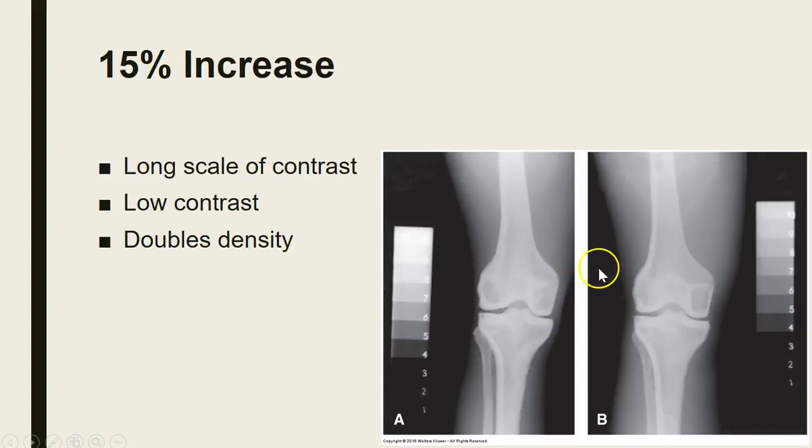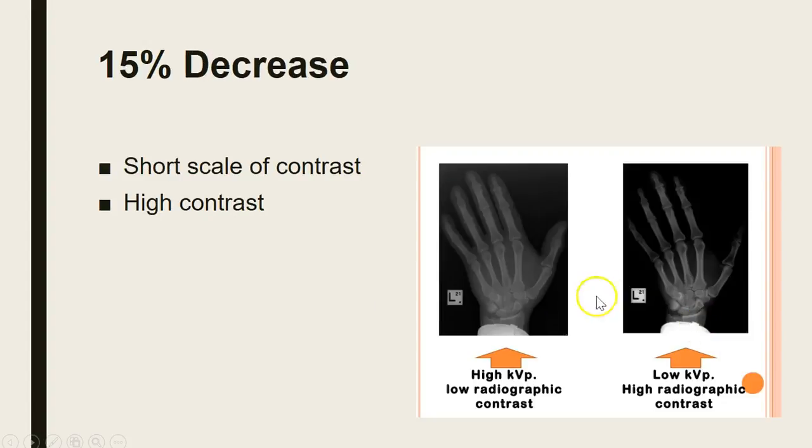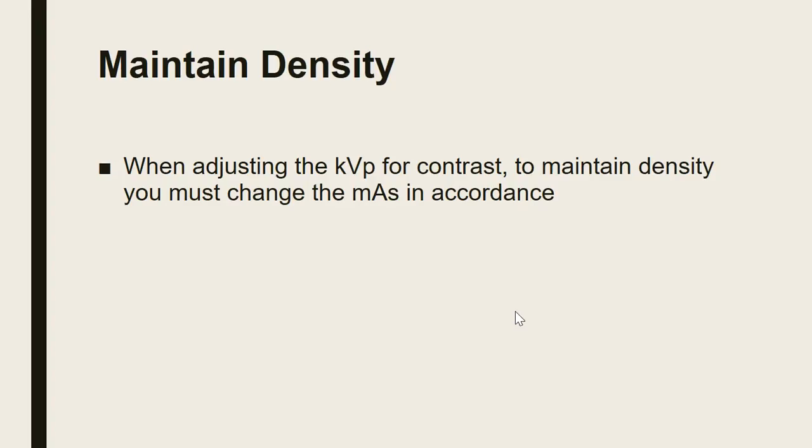This knee x-ray was probably more in the 70 to 80 kV range, whereas this was only in the 50 kVp range. So the 15% decrease at this kV actually made more difference than the other one did. Now this is for if we were changing an image just to change the density, but also changing the contrast. What if we want to maintain density?